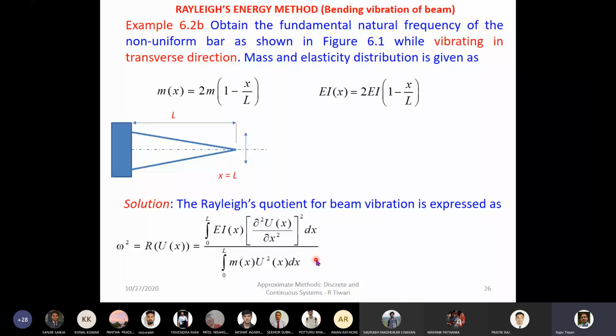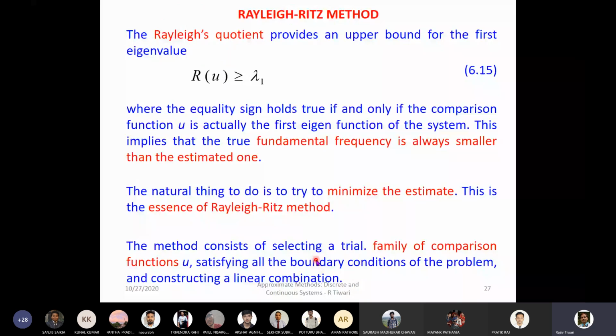Okay, so this is whatever we have covered. Always we got the lowest natural frequency from the Rayleigh's quotient. So is there any way by which we are able to find not only the lowest natural frequency, but maybe the second or third or fourth natural frequency depending upon our need? So this modified method is called the Rayleigh-Ritz method.